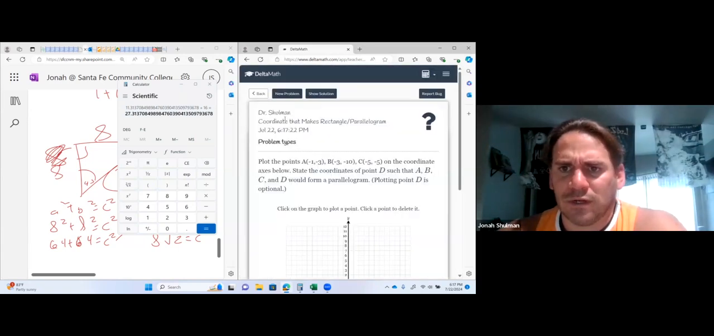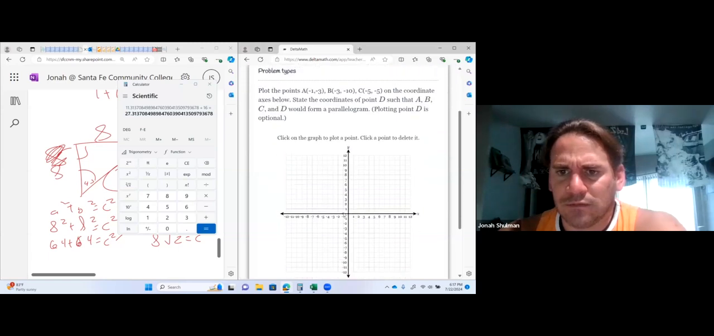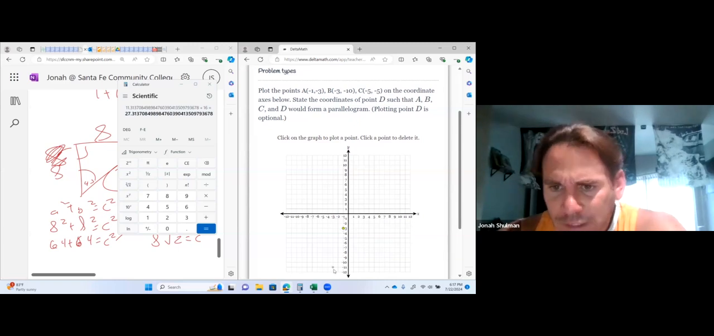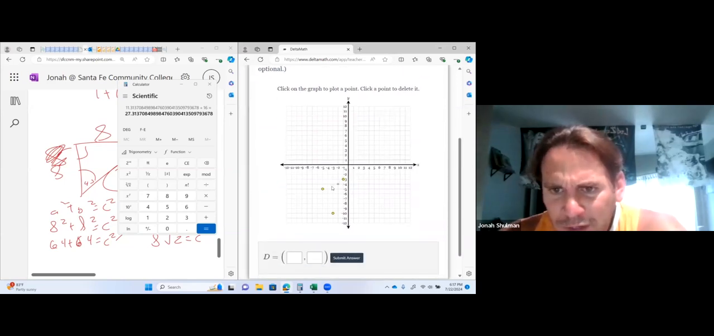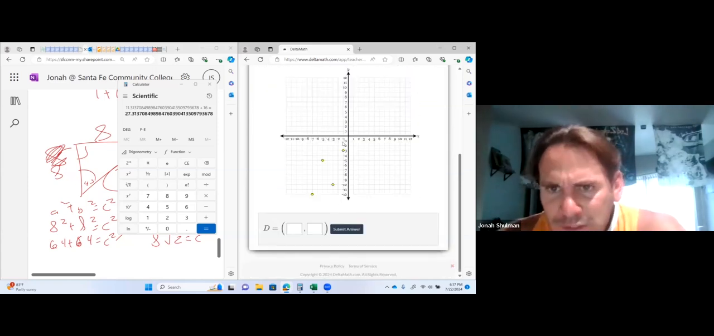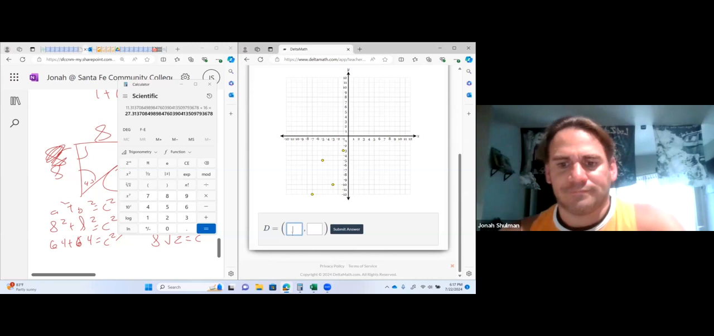Coordinates that make a rectangle parallelogram. Okay, this one's not bad. -1, -3, -3, -10. We got a -5, -5. Okay. And we want D. We have to plot D. We'll form a parallelogram. So we go, ready? 1, 2. It has to be the same slope. 1, 2, 3, 4. So we're going to go down 1, 2, 1, 2, 3, 4. There's your parallelogram. So it's going to be -7, -12.